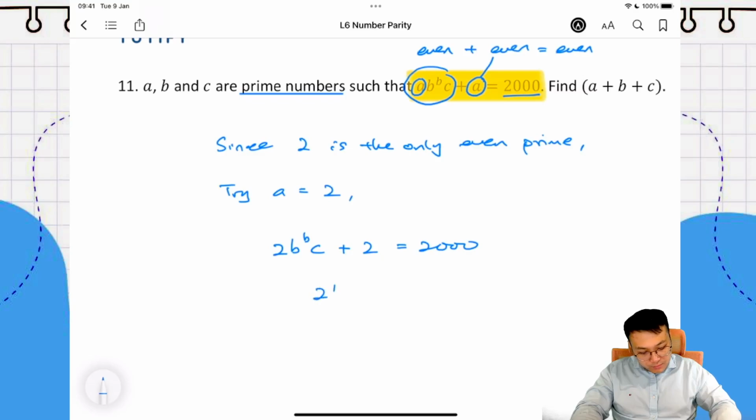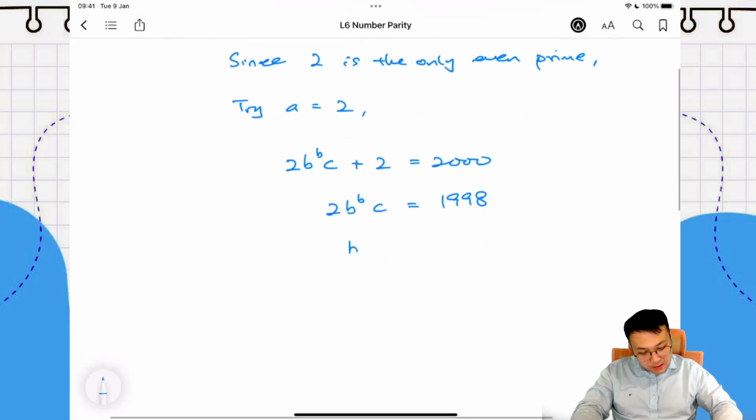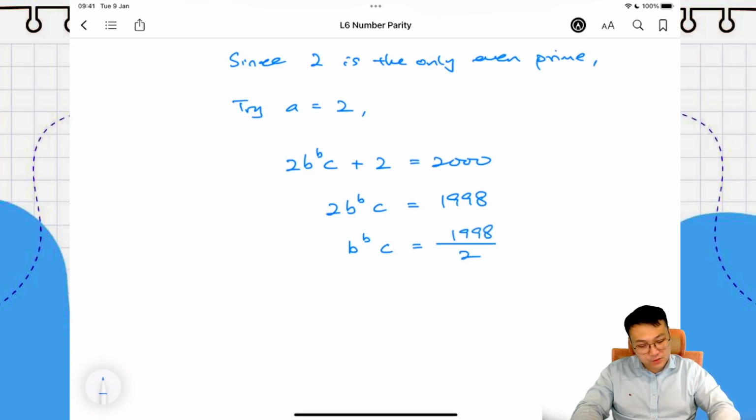Therefore, 2 times B to the power of BC equals 1998. There you go, because we're getting rid of the number 2. Then B to the power of BC equals 1998 divided by 2, because we're trying to get rid of this 2 here, so we divide by 2, which gives us 999.